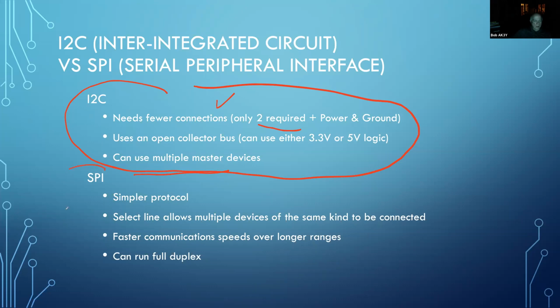The SPI, which is a serial peripheral interface, we'll talk about a little bit later, but that's a little bit simpler protocol. But it also allows multiple devices of the same kind to be connected together, because it allows the use of that reset line. Remember, there was a reset line that I said we're going to ignore. Well, that's where that comes in handy. I can reset the device to be ready for the SPI interface. It's also much faster.